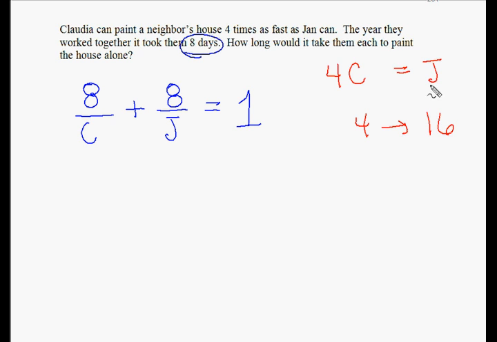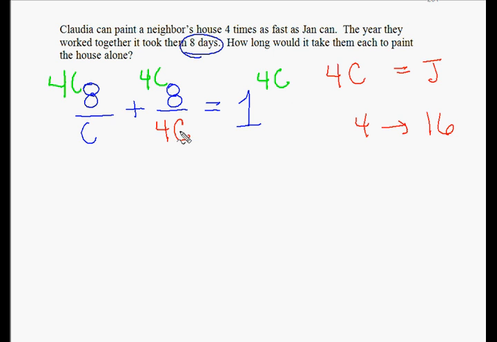So let's make that substitution over here for Jan. So we can replace Jan with 4c. And now we're going to try and solve this rational equation. To do that, we're going to find a common denominator. Looking at these denominators, I noticed that 4c would be the common denominator. So I'm going to multiply each term in the problem by 4c.